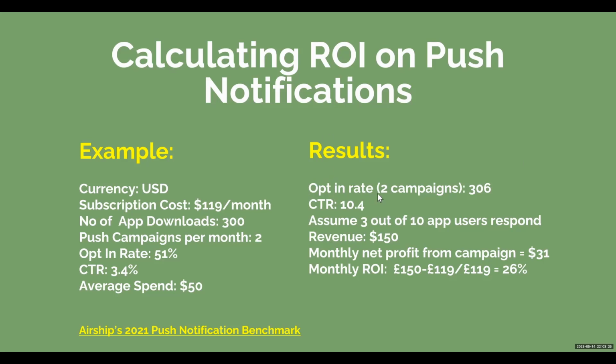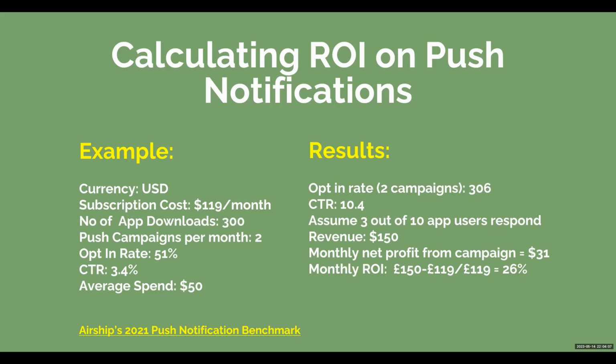As you can see, for the 2 campaigns that we're running, that would be 600 app messages that are sent out in that 1 month. With an opt-in rate of 51% here, we're going to get 306 messages that are actually received by the app users. And out of these 306 messages that are received, we're going to use the click-through rate of 3.4%, so that gives you 10.4. So 10.4 people would actually be clicking through the message received on their phone.